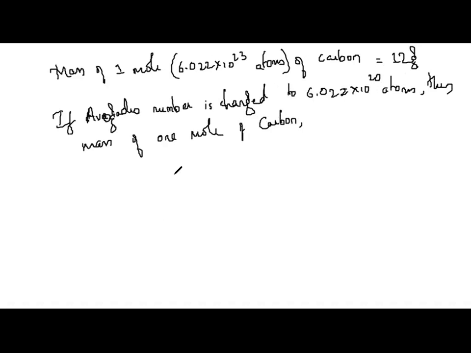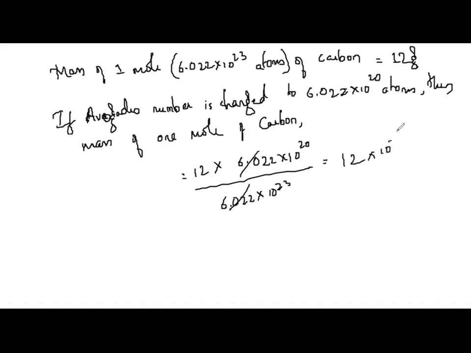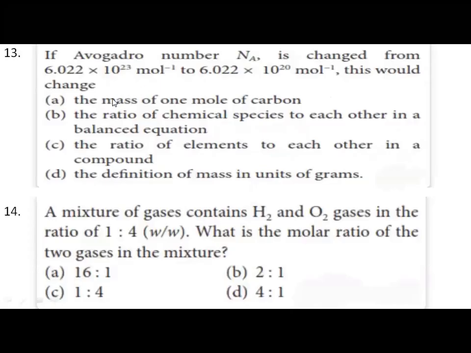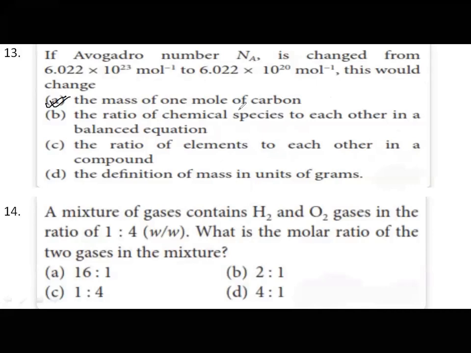You can cross multiply: 12 into 6.022 into 10 raised to 20 divided by 6.022 into 10 raised to 23. So what does it come out to? This gets cancelled. 12 into 10 raised to minus 3 grams comes out. So what gets changed? If you change the Avogadro number, there will be a change in the mass of 1 mole of carbon. And we saw how the mass changes. It becomes 12 into 10 raised to minus 3.